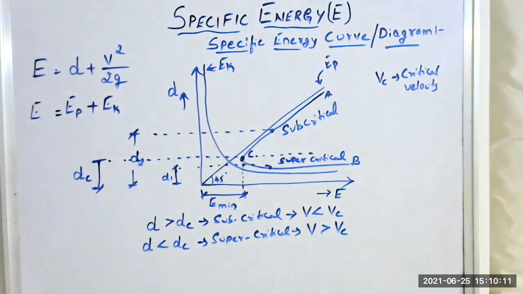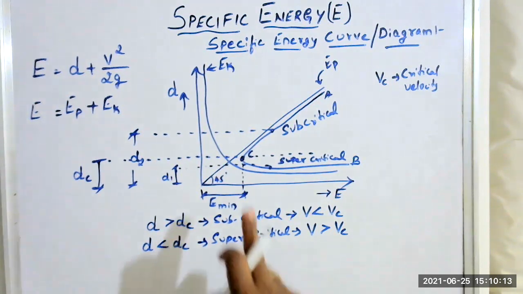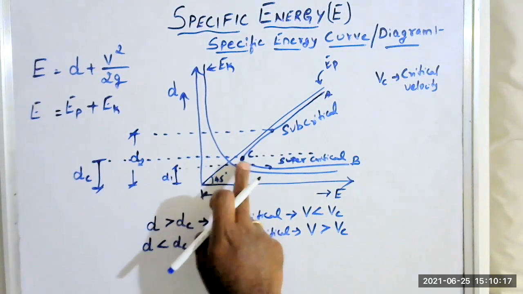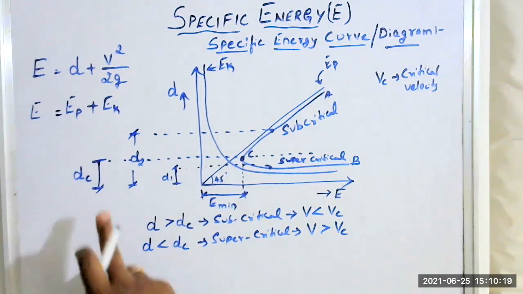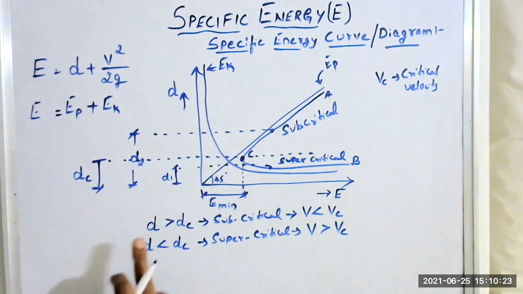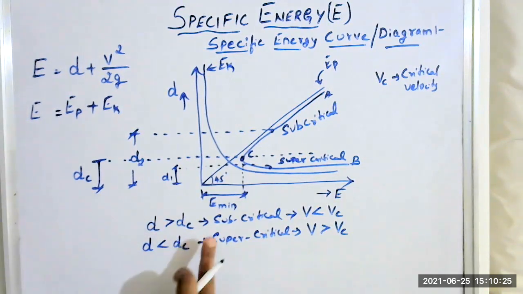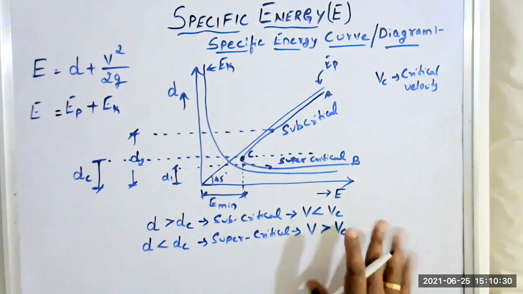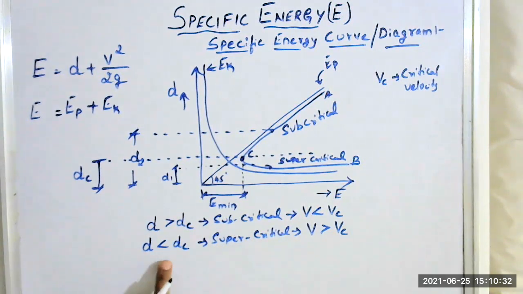Now you understood what the point C is. The point C represents the minimum specific energy, where the corresponding depth is known as critical depth and the corresponding velocity is known as critical velocity. If the depth is greater than the critical depth, the flow is subcritical, and the velocity is less than the critical velocity. If the depth is less than the critical depth, the region is supercritical flow, and the velocity is greater than the critical velocity.